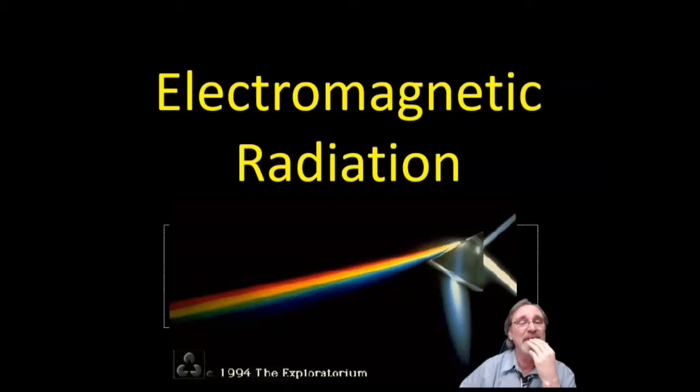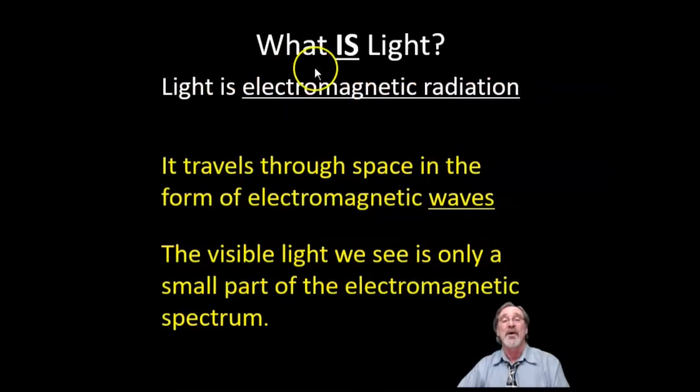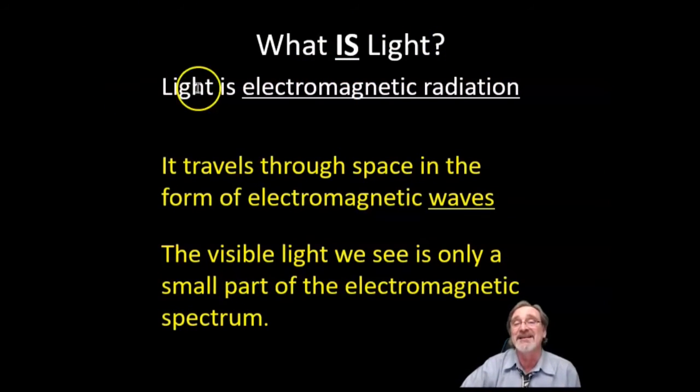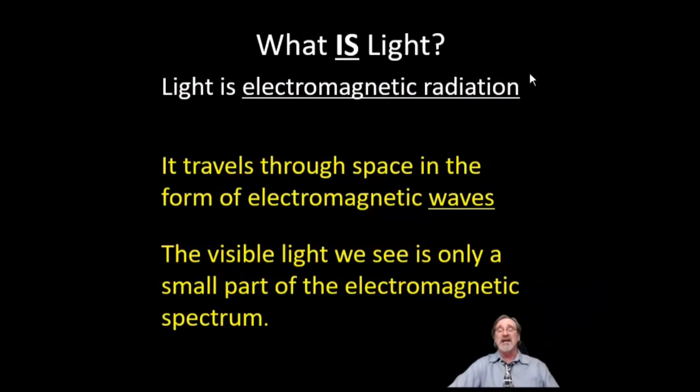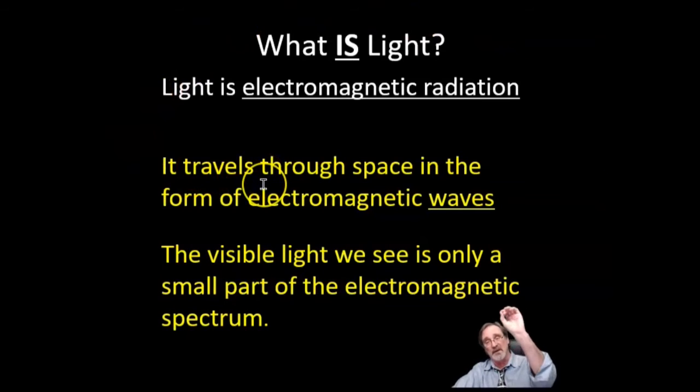Now, go ahead and write this next one down here. Again, if it's yellow, you didn't have to write that one, but you do have to write this. What is light? That's the question, and here's the answer. Light is electromagnetic radiation. So write it down. If it's white, you gotta write. Now, here's the thing. It travels through space. Again, if you need more time, pause the video and write it down. But it travels through space in the form of electromagnetic waves.